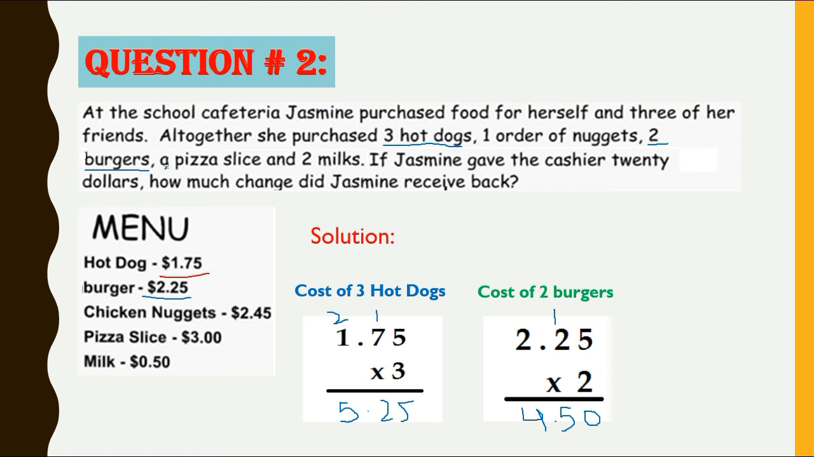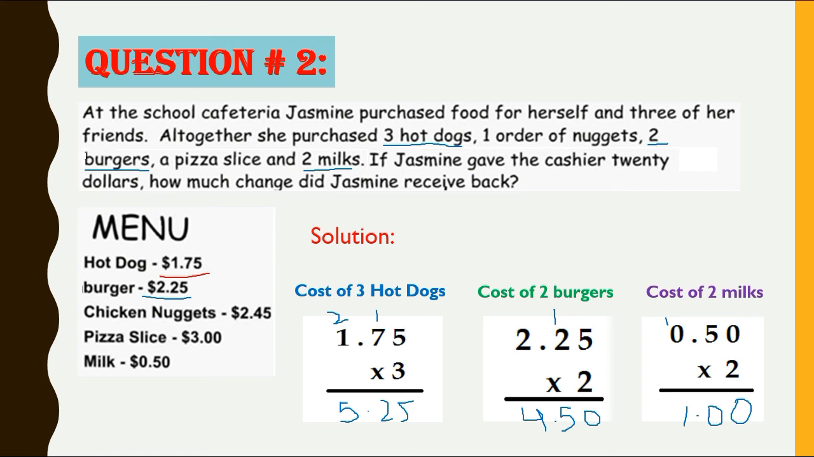Now a pizza slice, we know the cost of the pizza slice is equal to 3. Now last, we have to find the cost of 2 milks. So the cost of 2 milks is 0.50 multiplied by 2. 2 zeros are 0. 2 5s are 10. We'll write 0 here and put 1 carry here. 2 zeros are 0, 0 plus 1, 1. So we'll put the decimal point after 2 digits here. So the cost of 2 milks is $1.